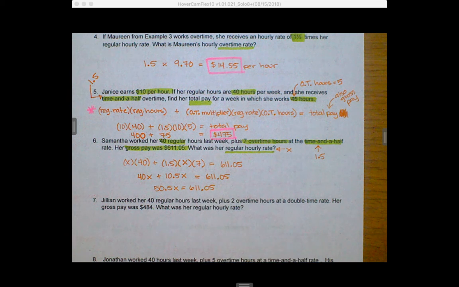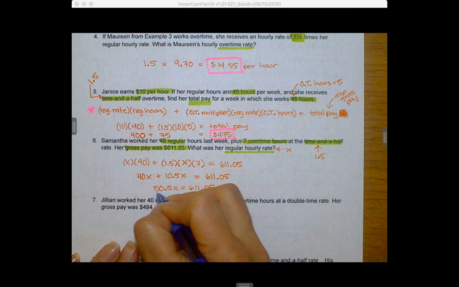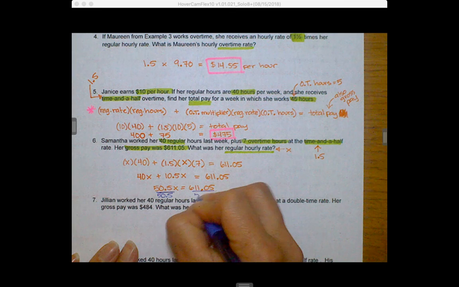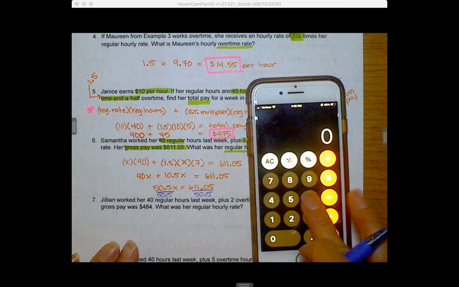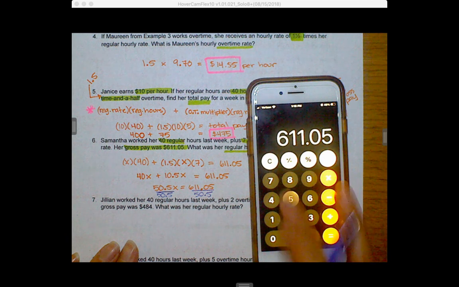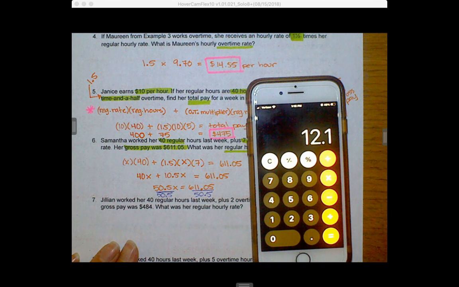Okay, last, we're going to do our last step in solving the equation, which is divide. We want to make sure we divide by the coefficient of x, or the number that's multiplying by x. So we're going to divide by 50.5 on both sides. Okay, so I'm going to go ahead and take my 611.05 divided by 50.5. Okay, so here's what I get.